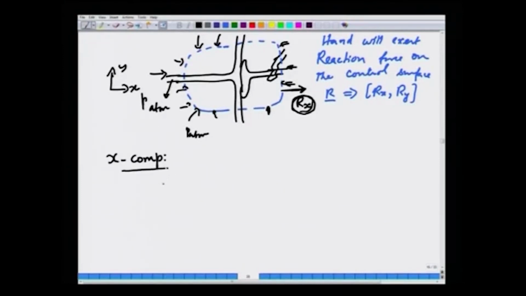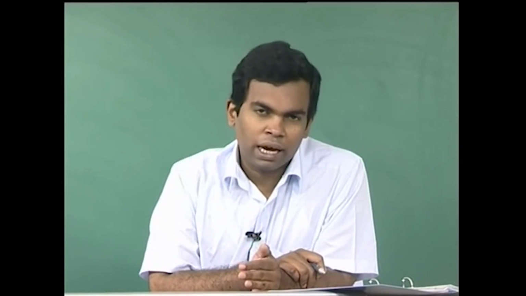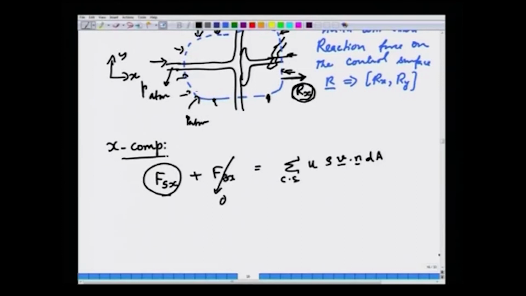So now let us just do the x component of the momentum balance. The sum of surface and body forces along the x direction is equal to the summation over Cs of u rho v dot n dA. Now, there is no body force in the x direction, so that is 0. What are the surface forces acting on the control surface in the x direction? We have already said that the uniform pressure force that acts on the entire control surface will add up to 0 because it is uniform everywhere.